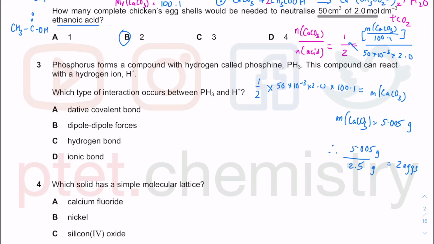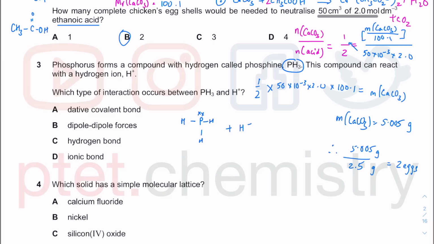Question number 3, so we have PH3, which is phosphine. That looks pretty much just like ammonia. So we know that it's just below nitrogen. Phosphorus is in group 15. It's got 5 valence electrons. 1, 2, 3 are used for covalent bonding. Still has a lone pair.